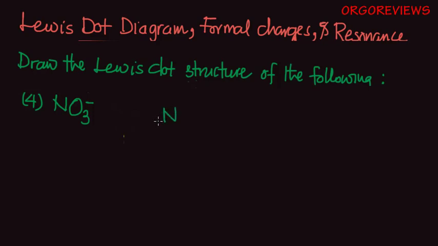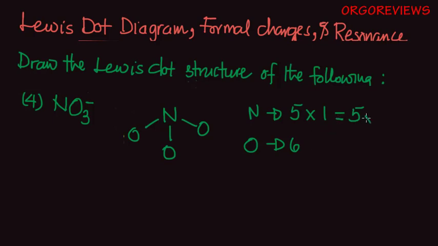So the central atom will be nitrogen connected to 3 oxygen atoms. Nitrogen has valence electron of 5. Oxygen has valence electron of 6. If you do the math, there's only 1 nitrogen that gives us 5 valence electrons. And there are 3 oxygens in the structure, so that gives us 18 valence electrons. Remember, this is a charged molecule, so therefore we have 1 valence electron hanging around as well. So that gives us 24 valence electrons.